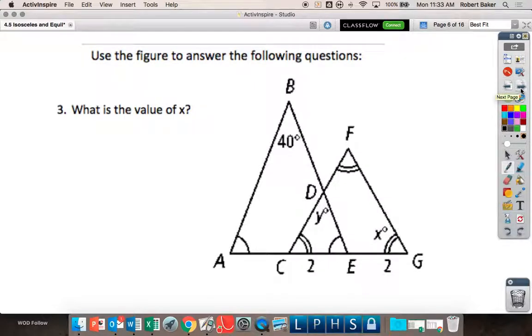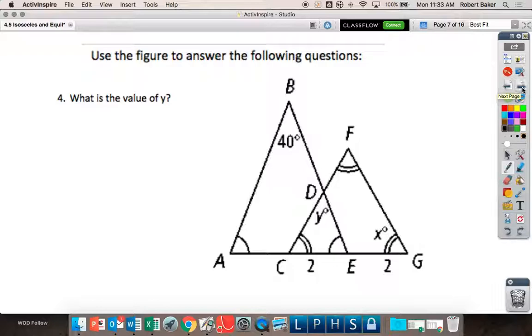What is the measure of angle X? 60. Why is angle X 60 degrees? Because it is an equiangular triangle, and by definition, each angle in an equiangular triangle is 60 degrees.